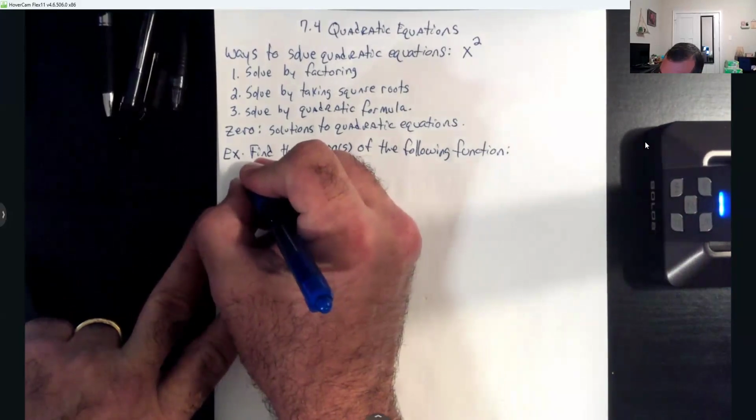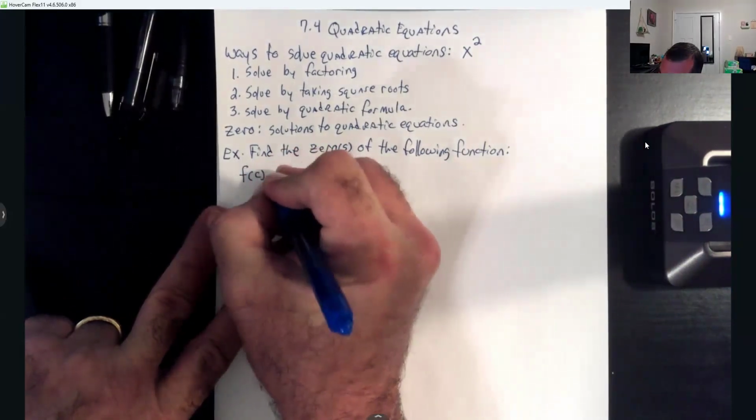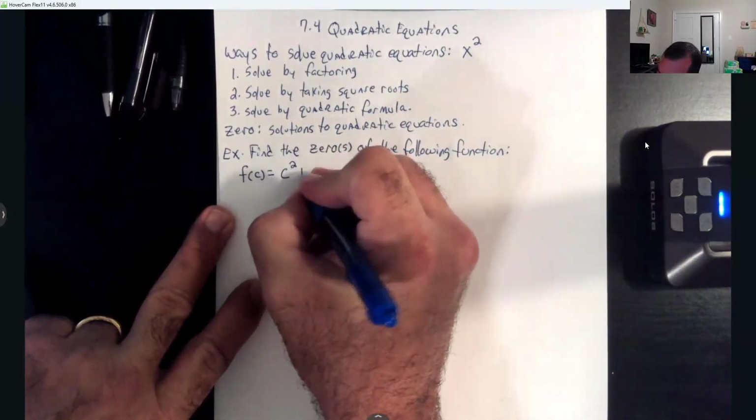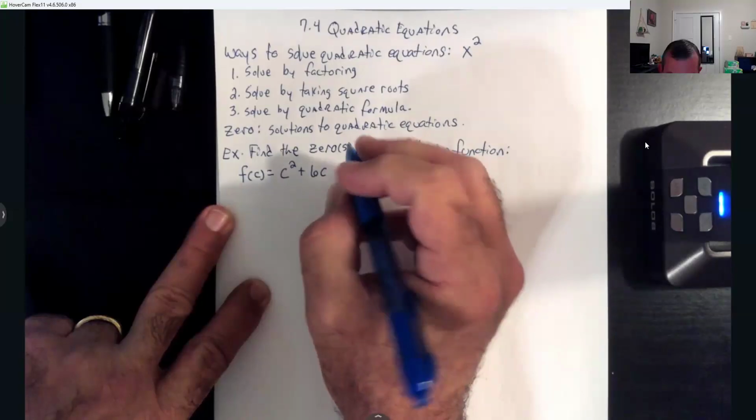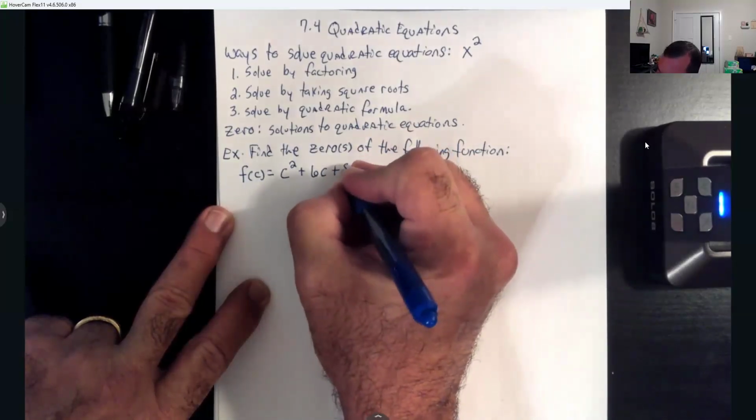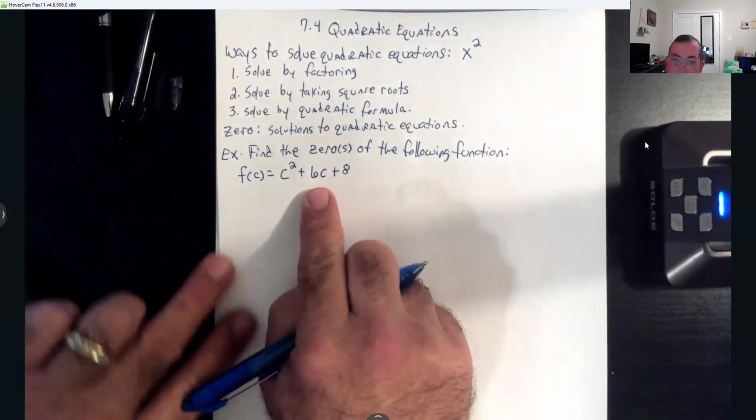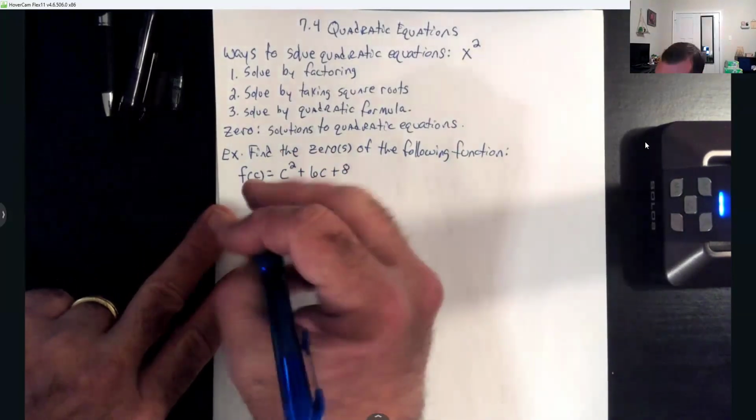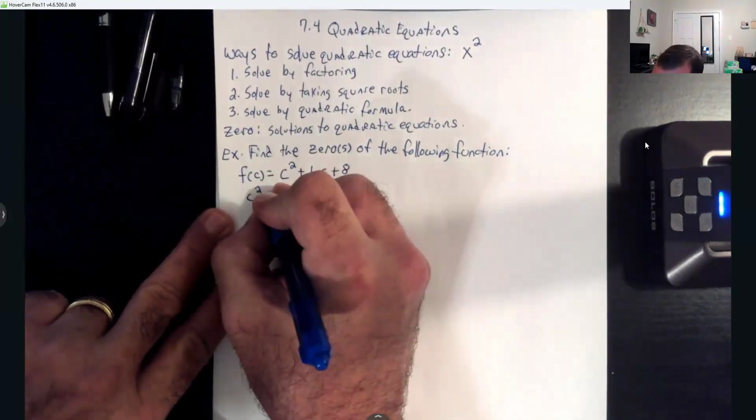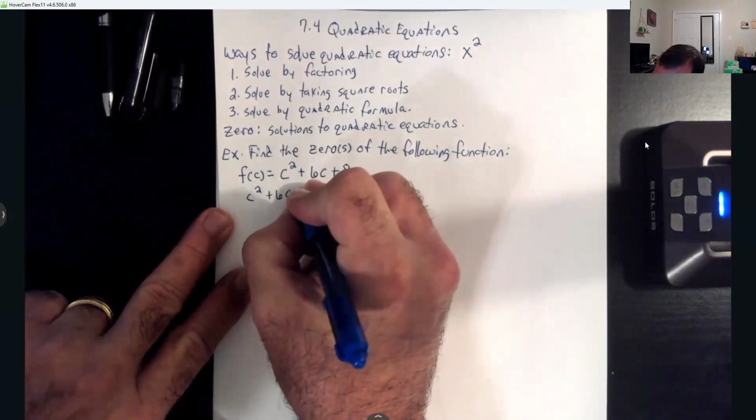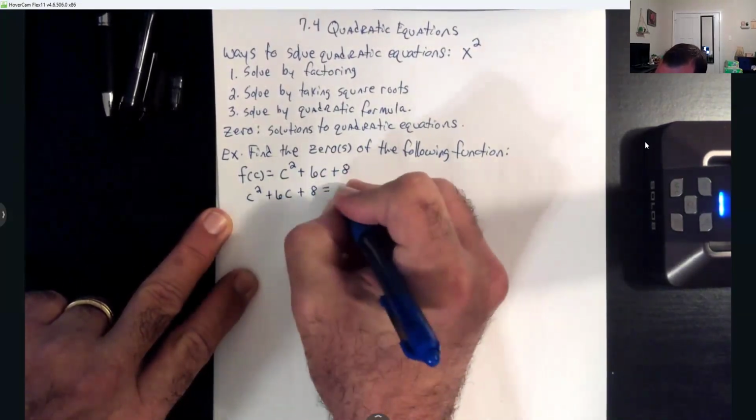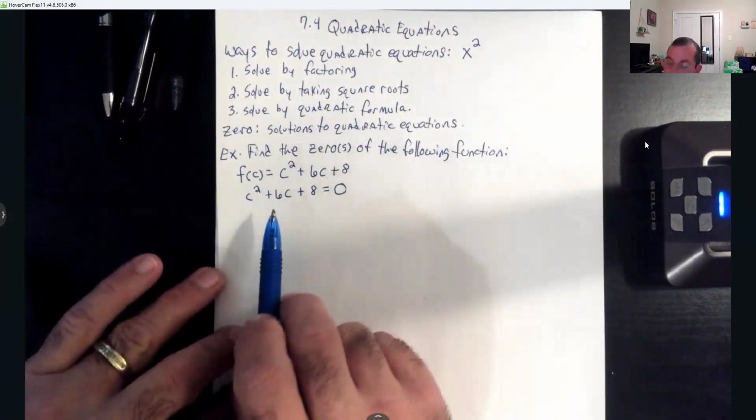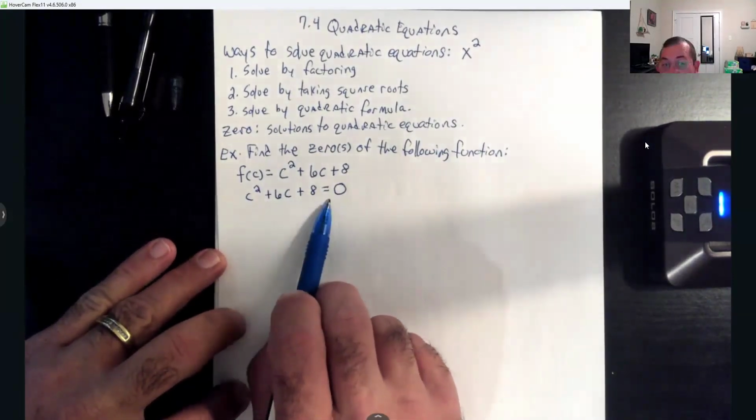So y'all, the first one they're giving us, f of c equals c squared plus 6c plus 8. They're giving us an equation. So since we want to solve this, we're going to take this equation, c squared plus 6c plus 8, and we're going to set it equal to 0. Now, like I said, this one will factor.